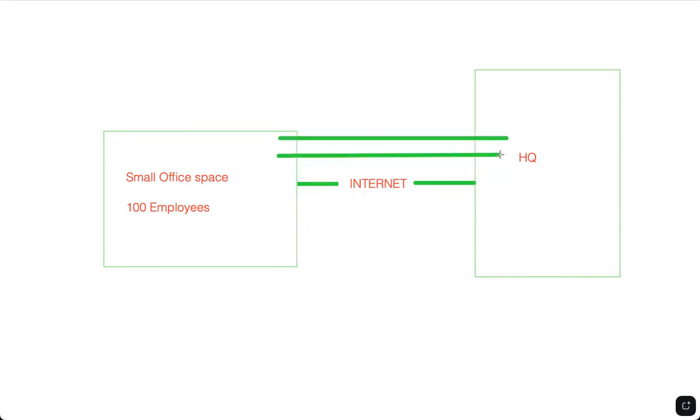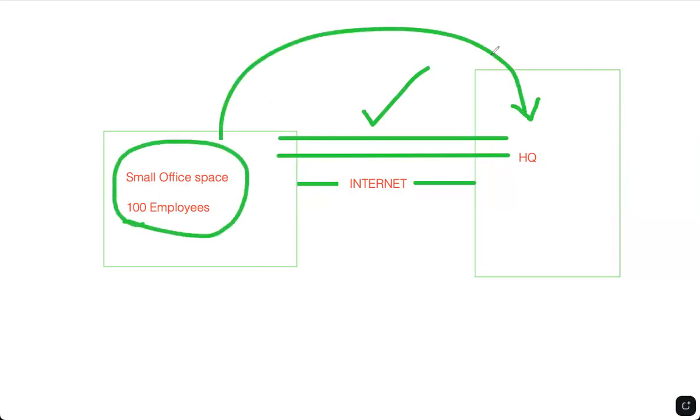Because the internet is not secure, there should be a tunnel between the office space and the headquarters. When I say a tunnel, it's a logical connection between the office in the remote location and the headquarters. There should be a VPN tunnel, which is secure over the internet. So as a network engineer, my responsibility will be building this tunnel, or if there are any issues with employees not able to communicate with the headquarters, if there is any breakage in the connection, I have to fix it.